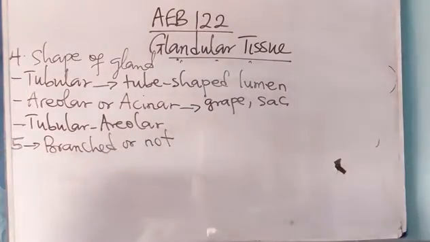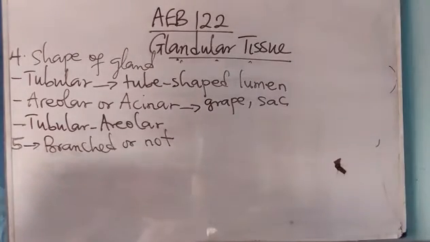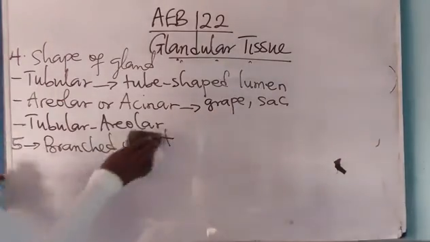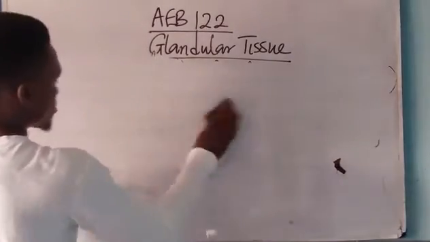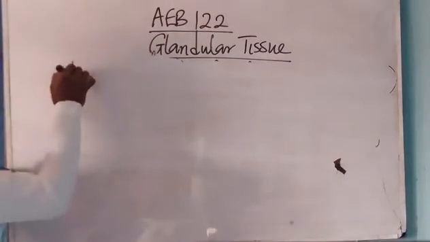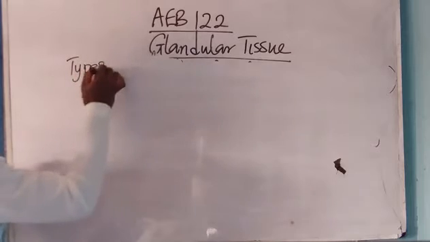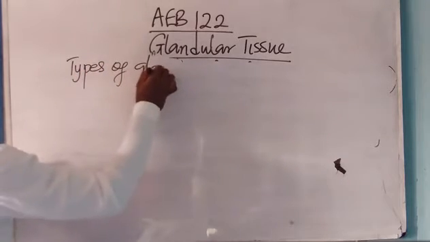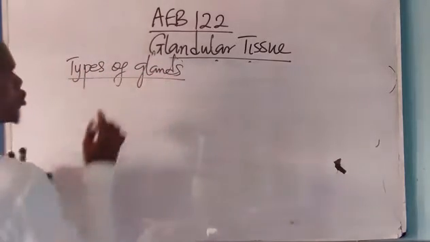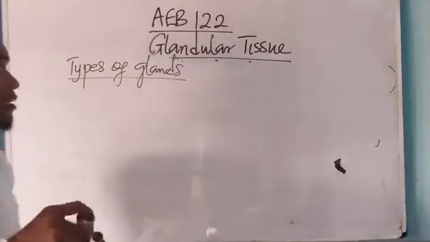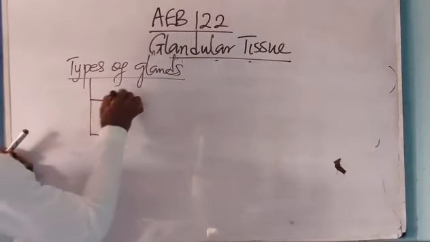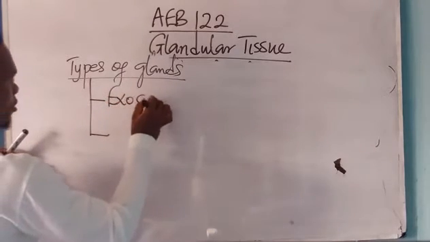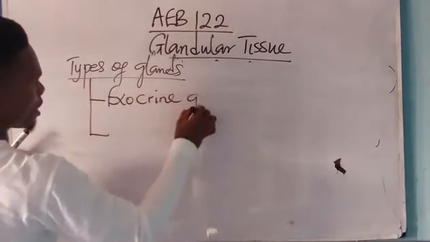Okay, so again we now have types of glands. There are two types of glands. We have just two types of glands. We have the exocrine gland.